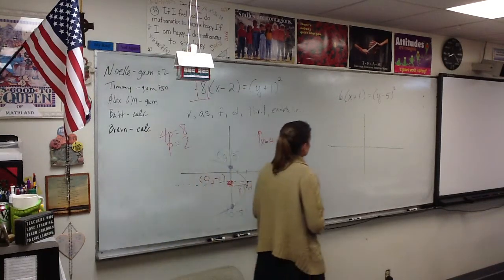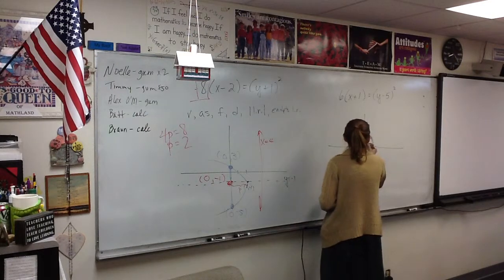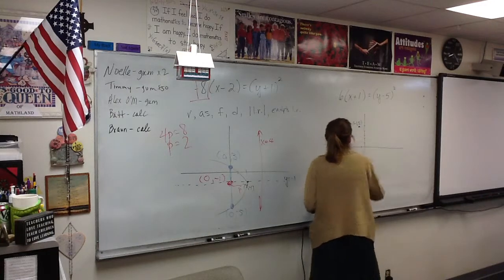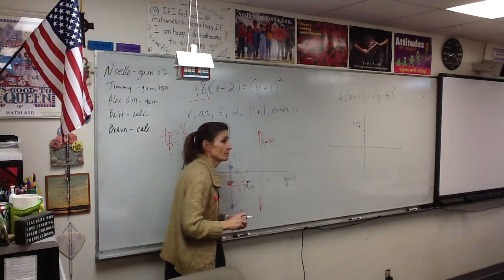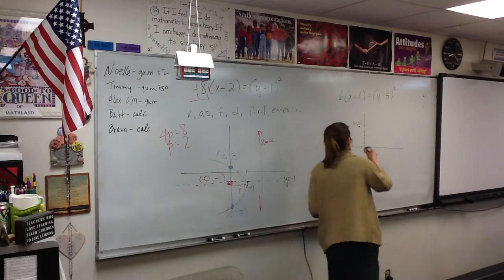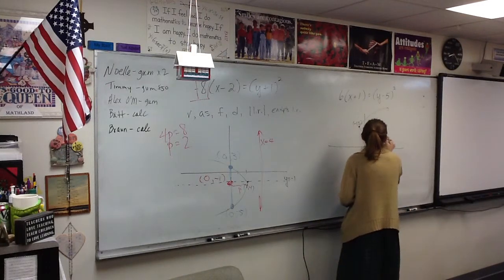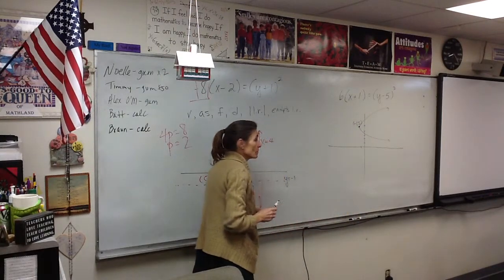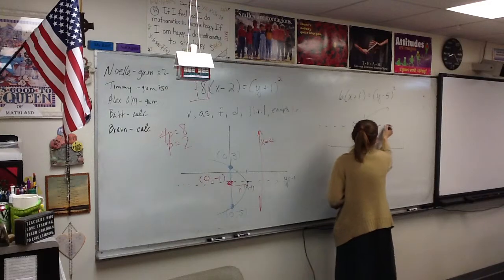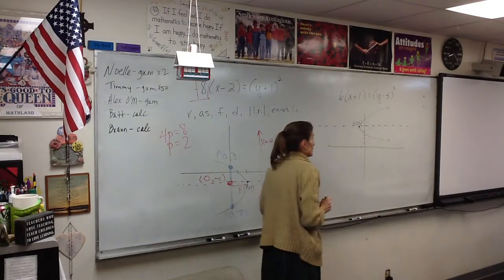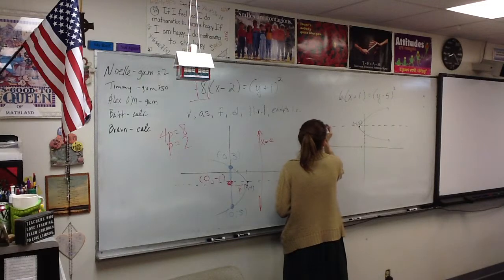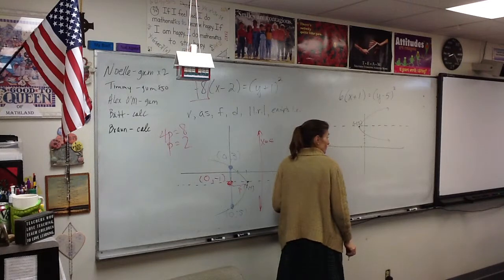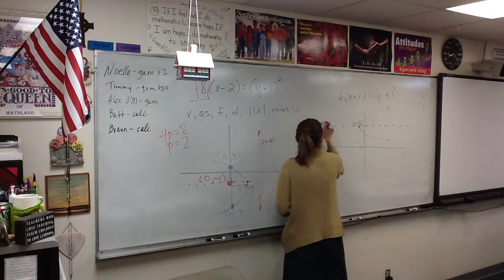Vertex. Everybody good with that? Which way is it open? To the right. And we know it opens to the right because why? Y squared. It's y squared positive. Which means your axis of symmetry is right here. And it will have what equation? Which axis does it cross? Y. Where does it cross? Y equals 5.